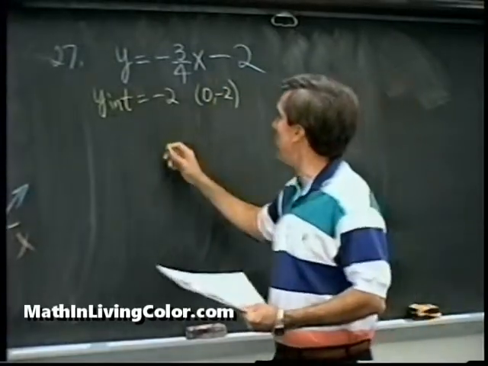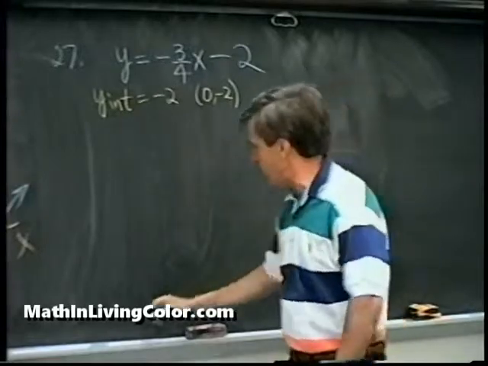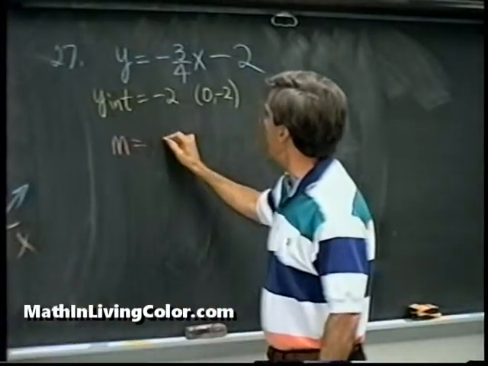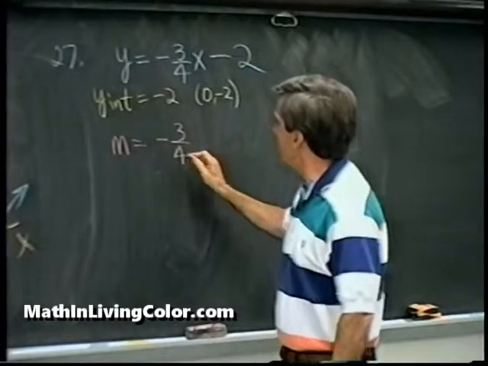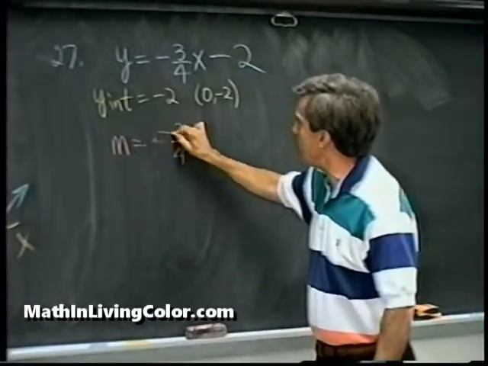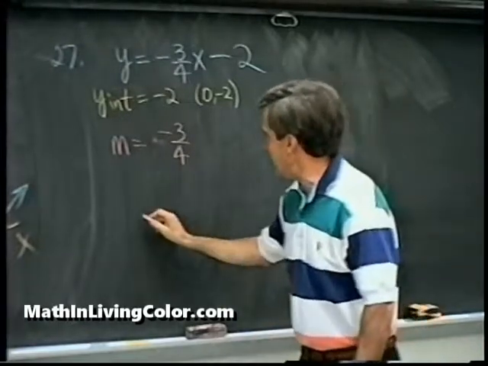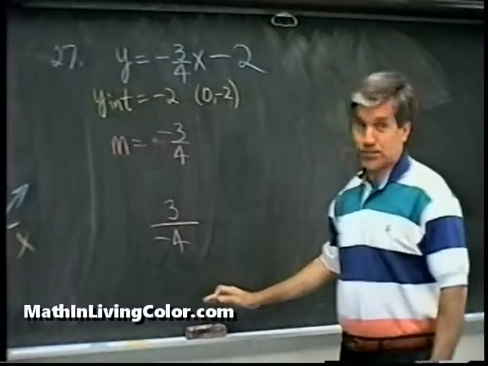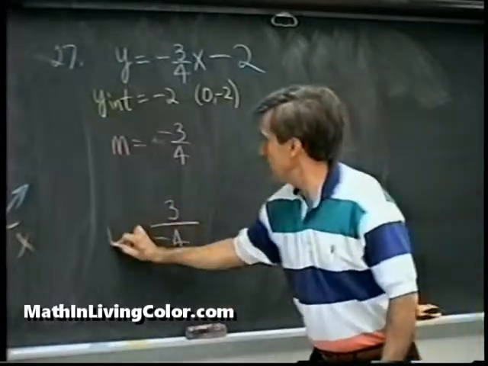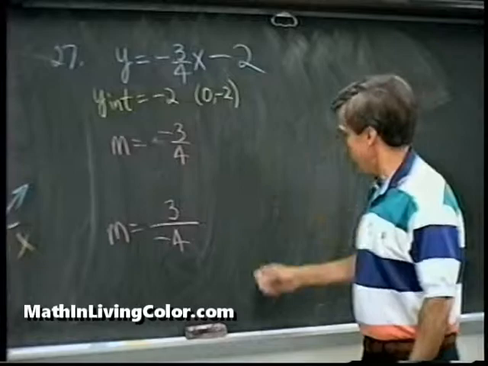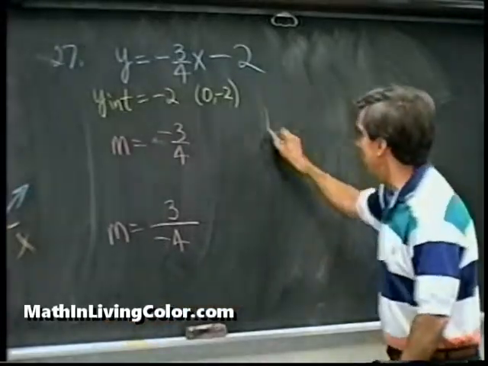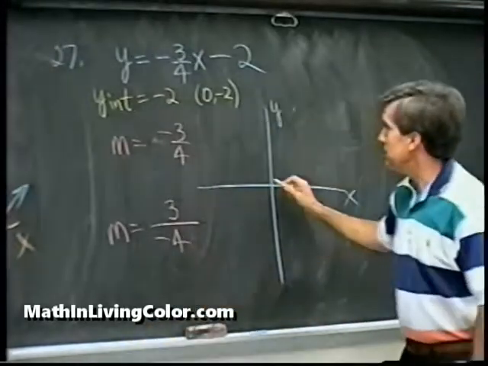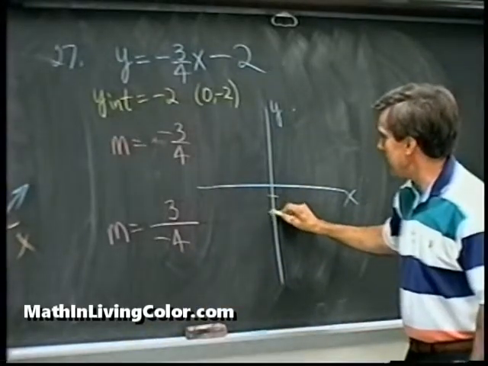So here's this problem, 0, negative 2, and now I want to do the slope. Slope would be negative 3/4. You can either write that as negative 3 over 4, or as 3 over negative 4. I want to do it both ways. Will it make a difference? First, start with the graph of the y-intercept. It's going to be at 0, negative 2.